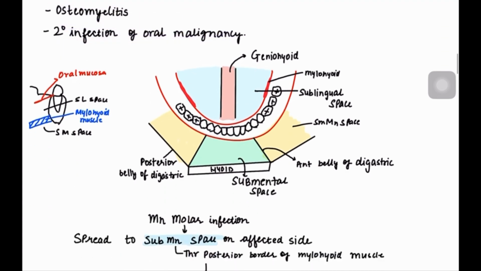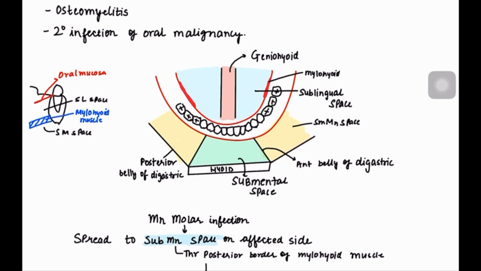Now let's understand this diagram. In the center there is geniohyoid, and on the sides, that is on the lingual side, there will be the sublingual space above the mylohyoid. Below the mylohyoid, there will be the submandibular space. So the submandibular space is below the mylohyoid muscle, between the anterior belly of digastric and the posterior belly of digastric.